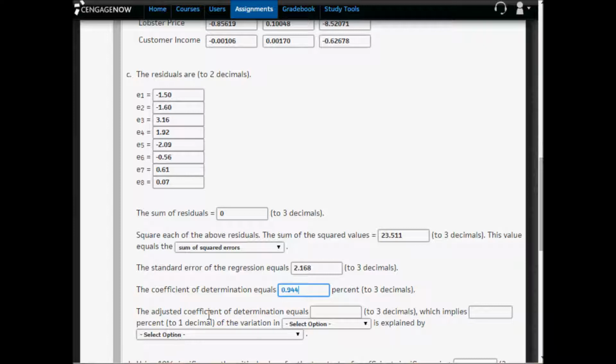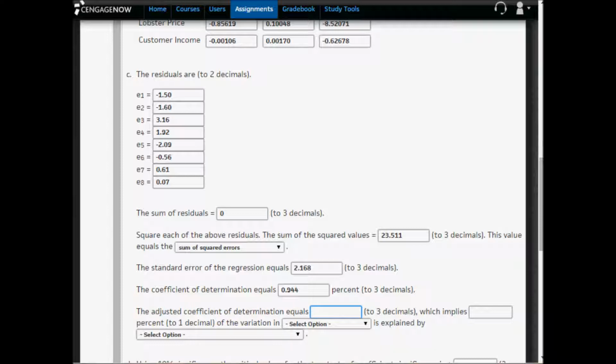The adjusted coefficient of determination. Now, because the R square will rise toward 1 if you just add a bunch of unimportant variables, the R square has to be adjusted for this process. That's why they call it the adjusted coefficient of determination, or adjusted R square.